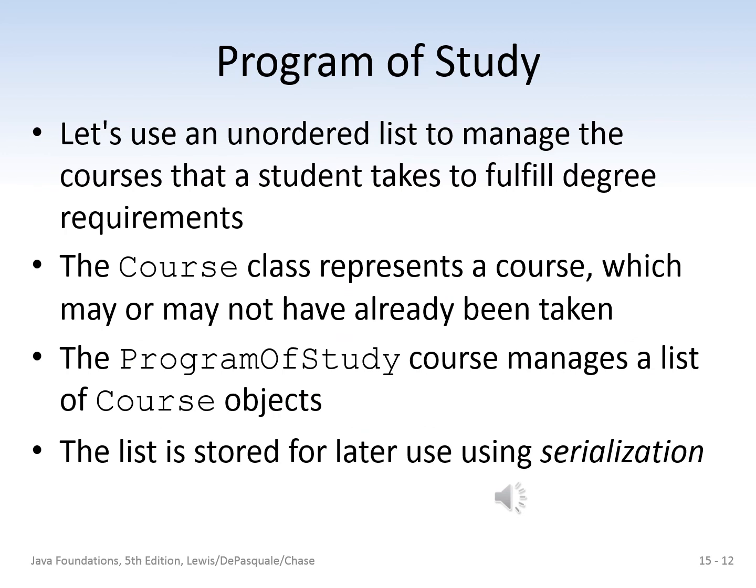Obviously, I like this next example because it uses the context of a college program of study or degree and the courses necessary to complete the degree. We're going to use an unordered list to manage the courses necessary to fulfill a certain degree. So the Course class will represent a course which may or may not have already been taken. The ProgramOfStudy manages a list of Course objects, and the list is stored for later use using serialization, which we'll get to.